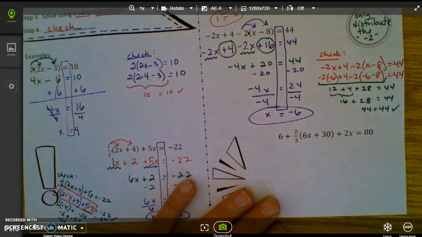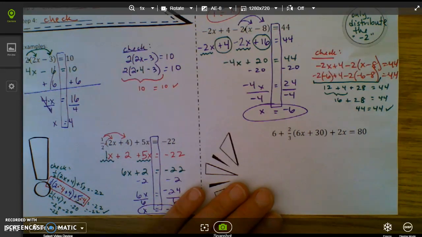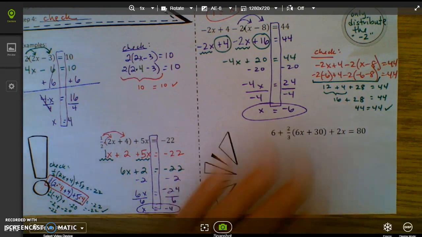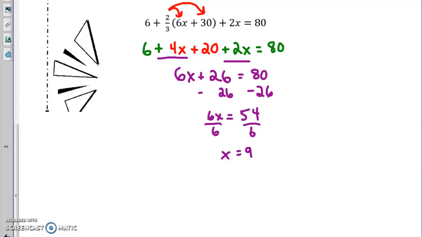I'm going to have you guys pause the video, and I want you to work through this last example. And then once you're done working through the example, play the video again, and what I'll do is I'll have your answers for you to check. So go ahead, pause the video, try it on your own, and then play for the ending.